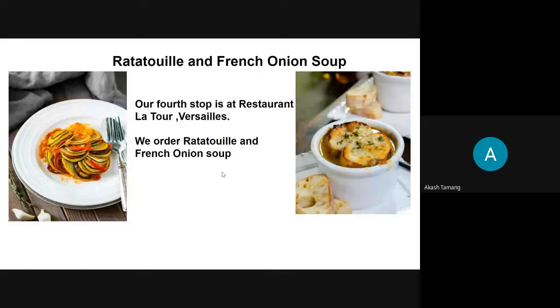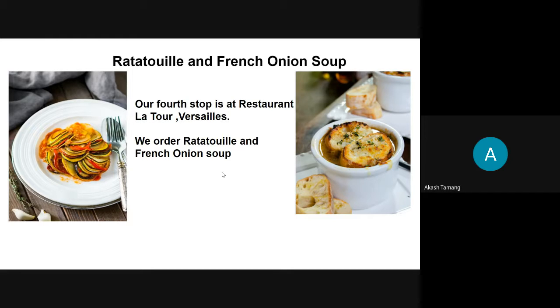Then there we had a wonderful and amazing ratatouille and friendship. As for ratatouille, I have seen a movie called Ratatouille, so I was so excited and eager to taste the flavor and its quality. There we had breakfast and the most famous meal named ratatouille, along with a French onion soup.